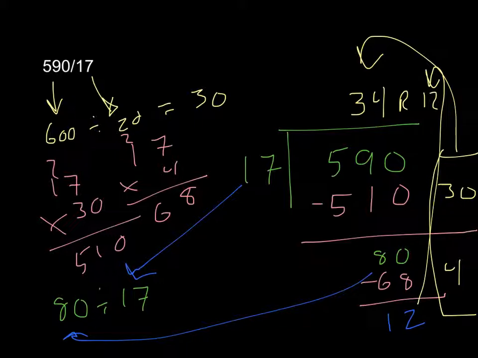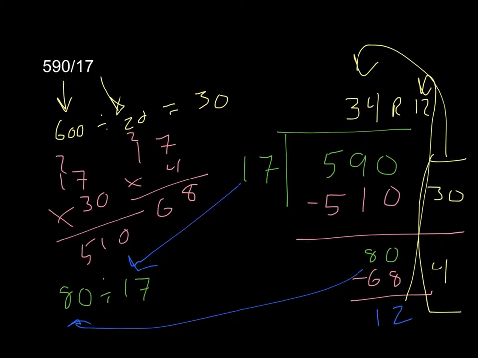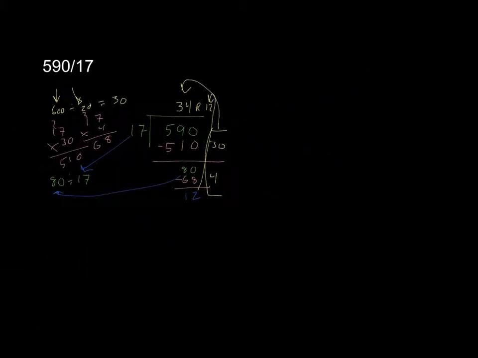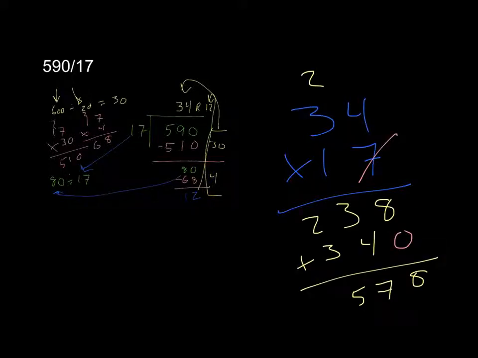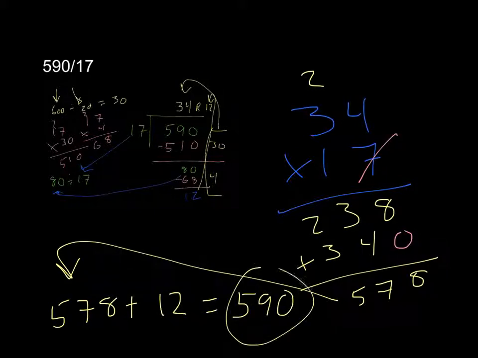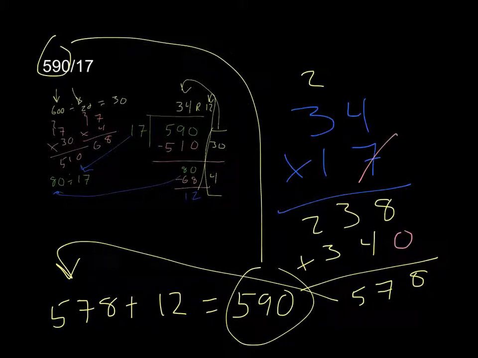Okay, I can move all this aside, and I'm going to check my work to make sure that I did it correctly. Okay, so I'm going to take 34 times 17, which I find to be 578, and I'm going to take that 578 and add my remaining 12, which gets me 590, which is what I began with initially. That's one way to solve the problem.